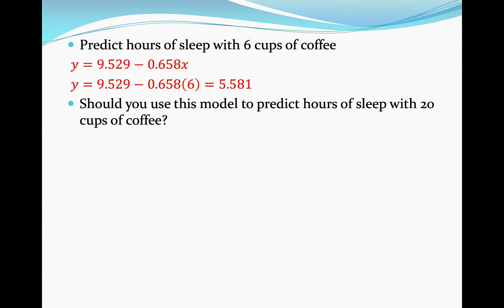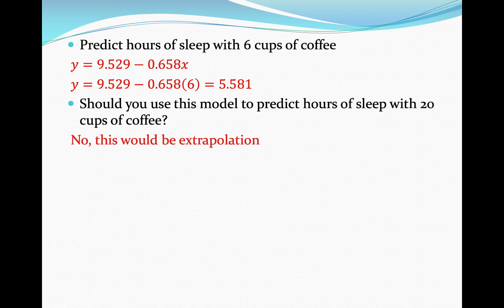Another thing that's important to mention here is this issue, and this is one of the mistakes that you'll see with regression sometimes. So I asked this question: should you use this model to predict hours of sleep with 20 cups of coffee? And the answer to that is no, you shouldn't. If you go back and look at our original data, you'll find that cups of coffee in our data set only went from 1 cup to 10 cups. So this is outside the range of our data. That's called extrapolation, and you should not use regression to extrapolate. So we only know that this relationship holds between 1 and 10 cups of coffee. We don't know what happens outside of that.